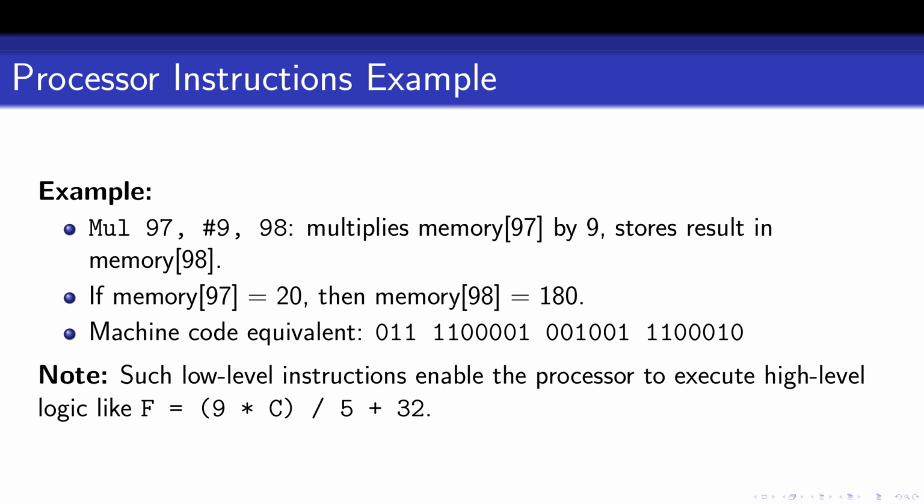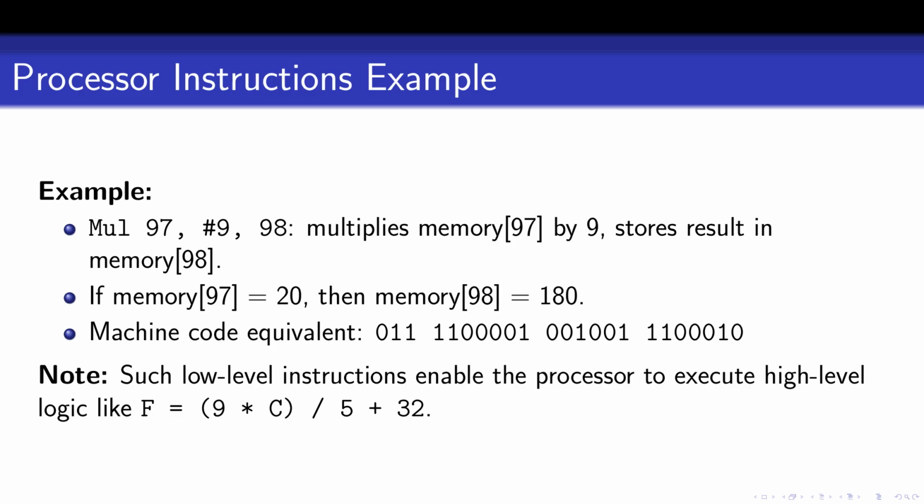To understand how powerful these instructions can be, let's look at a specific example. Suppose we have the instruction mul 97, 9, 98. This means multiply the value at memory location 97 by 9 and store the result in memory location 98. If memory 97 holds the value 20, then memory 98 will end up with 180. That's a simple multiplication, but here's where it gets interesting.